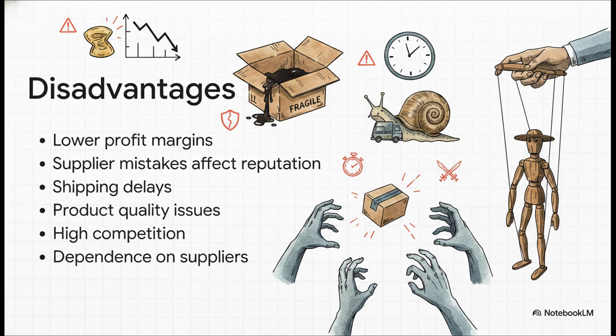But hey, we need absolute radical transparency here. Now, what's really interesting about this slide is how it highlights the harsh realities of the model. Because you don't control the product or the shipping, you're going to face lower profit margins compared to traditional retail. And think about this. If the supplier makes a packing mistake, that hurts your reputation, not theirs. You're essentially at the total mercy of shipping delays and product quality issues.